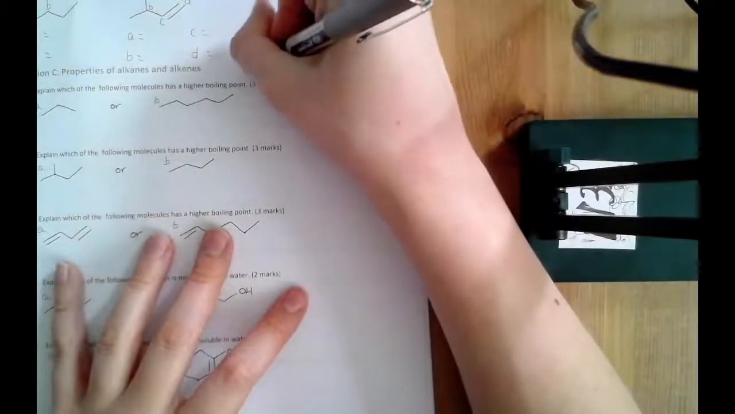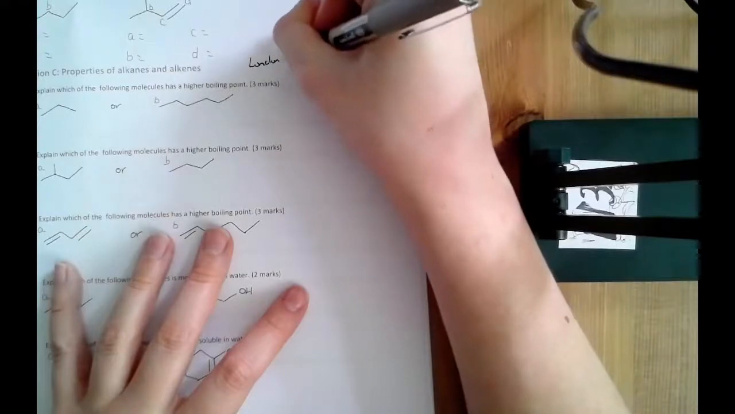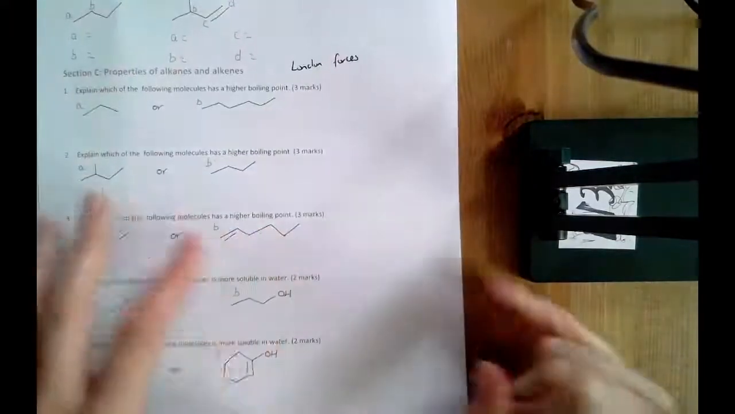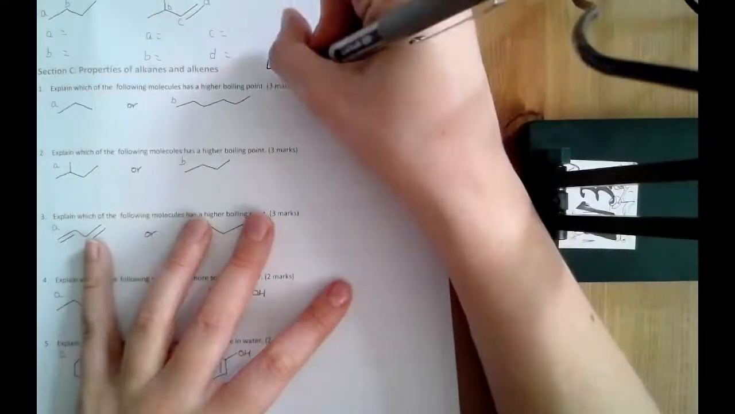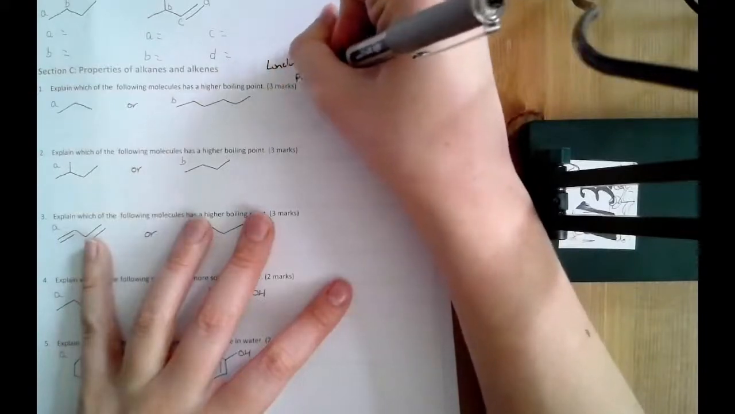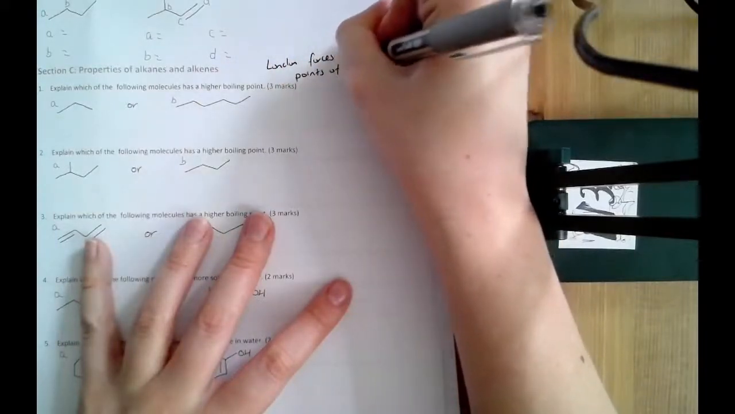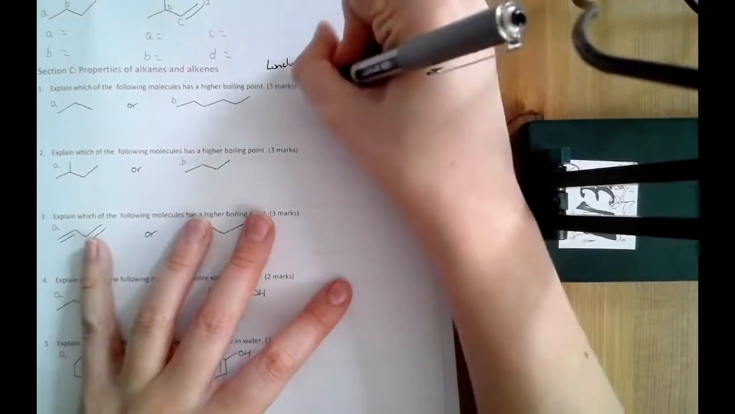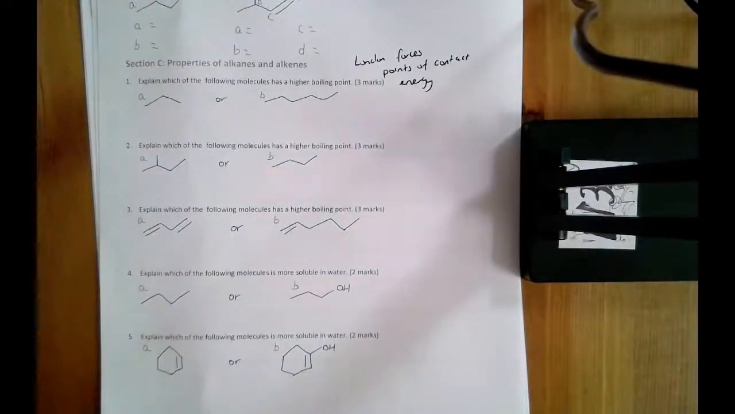I want you to have a go at section C from your feedback sheet, properties of alkanes and alkenes. I want you to explain. When you are explaining, you have to use the following terms in your answer each time. I should see the words London forces. Just saying intermolecular forces is not enough. I should be seeing points of contact. And I should also be seeing the word energy. You always get a mark for energy. Make sure you've got the word energy in your answer.